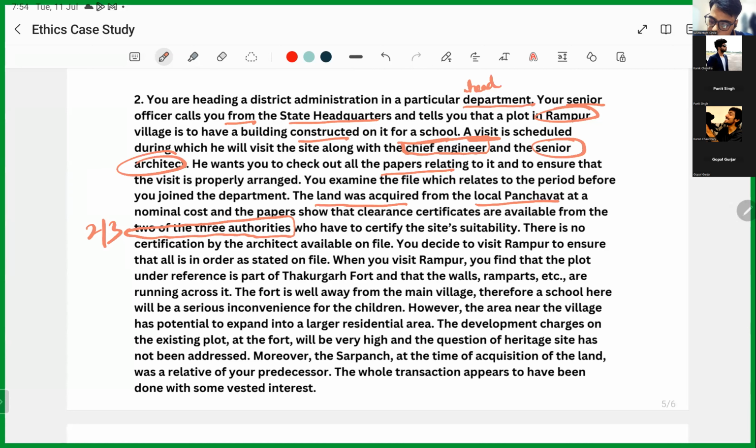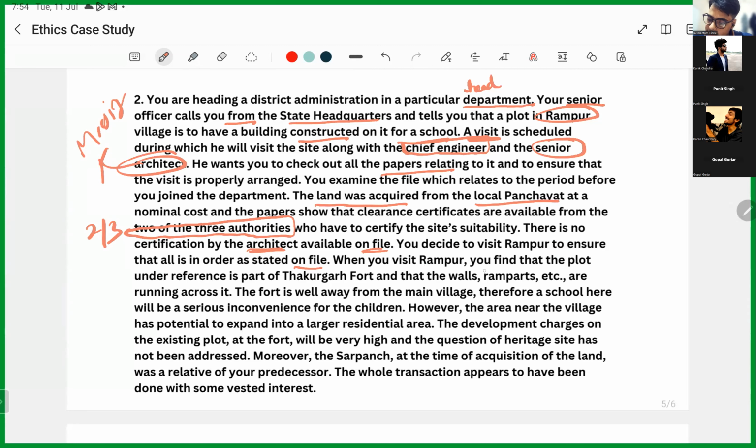Then there is no certification by architect available on the file. Architect missing. It means I will clear it right here, because this is the first time it has been used. Missing. You decided to visit Rampur to ensure that all is in order as stated on file.